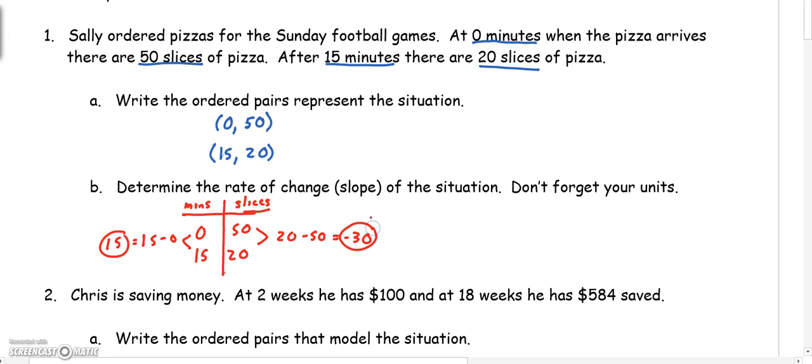So I'm going to use those changes to find my slope. My slope is my change in slices, negative 30 slices, over 15 minutes. I can reduce that. I can take each of those divisible by 15, so I get negative 2 slices per minute. This should make sense because people are eating the pizza after it was delivered.